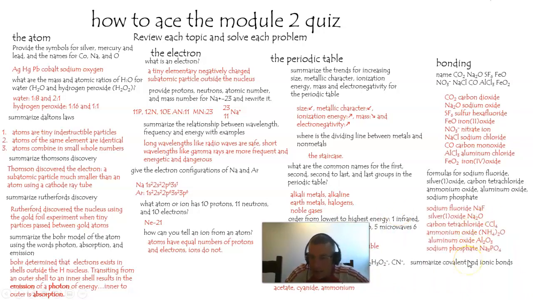And summarize covalent and ionic bonds. Well, covalent's all about sharing, and it's between 2 nonmetals. Ionic bonds are all about electron transfer, and they're between a metal and a nonmetal. The only exception would be the ammonium cation. There might be rarer ones as well. Okay, if that all made sense to you, you are in good shape to ace that Module 2 quiz.